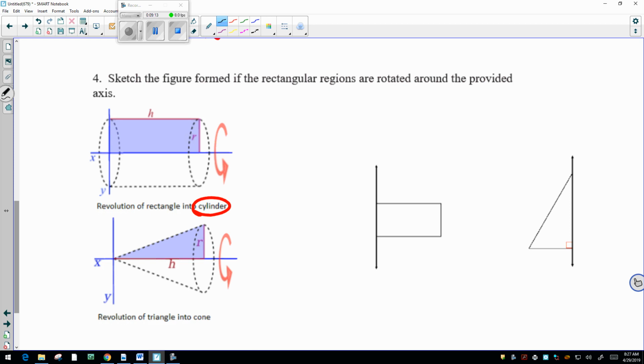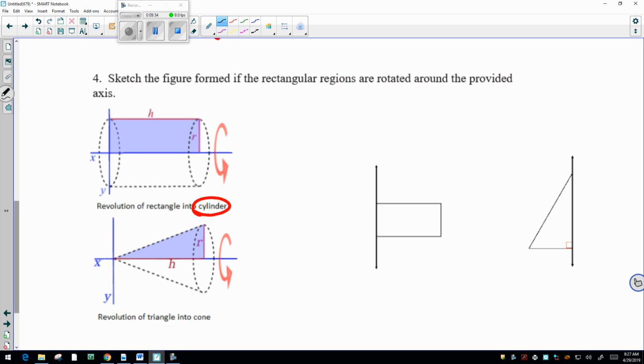What happens if we start with the triangle and we do the same thing? So if we start with the triangle and we rotate it around that axis, notice what's going to happen. This point stays fixed. This side, this radius, if I take it all the way around, now I'm going to get a circle on the bottom where this point's really not moving, so that's going to create that cone.